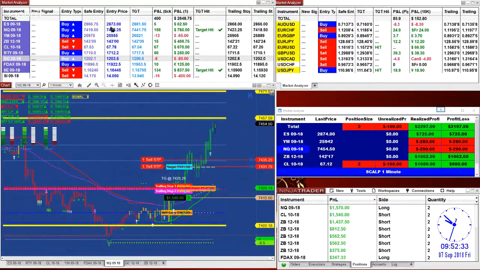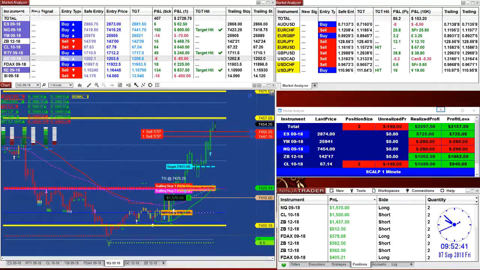The market analyzer is in and out direct, and the chart also can be connected to the auto trade, but you can also manage those trades.